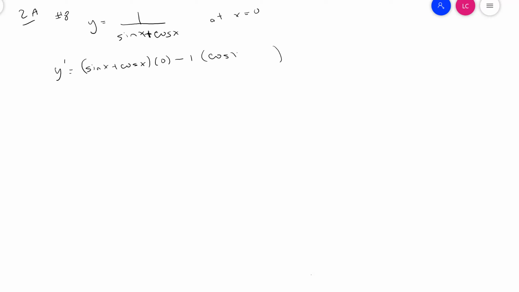All right, so the first question that got asked was 2a, number 8. Find an equation of the tangent line to this, 1 over 1 plus cosine of x, at x equals 0. Okay, so we have to use the quotient rule to take this derivative, right? So it's low d high, so the derivative of 1 is 0, minus high, and then d low, cosine of x, minus sine of x, all over the square of the bottom, and off you go.